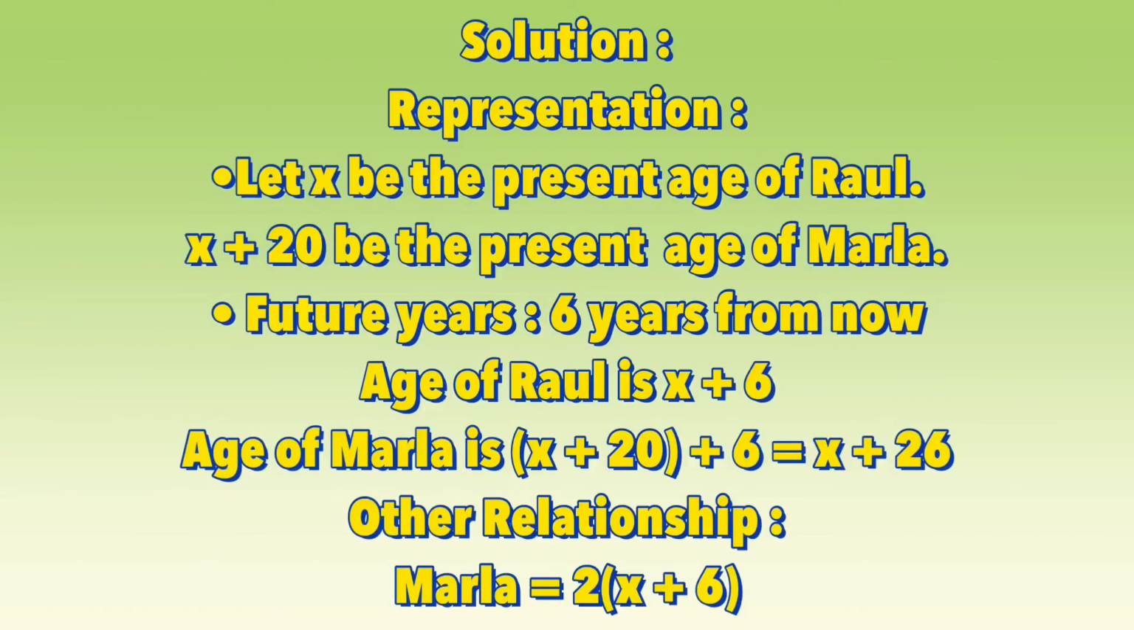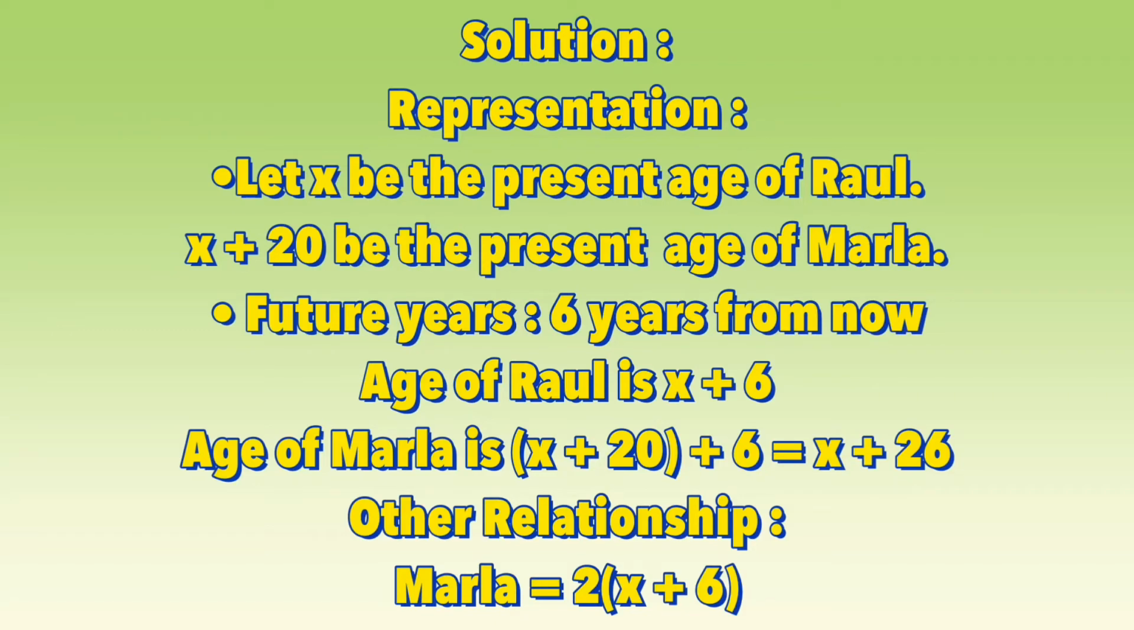If we are going to analyze the problem, it is asking for the future years. Our solution now is representation. Let x be the present age of Raul, and x plus 20 be the present age of Marla, and we have to consider the future years. The future years is 6 years from now. For the future years, we're going to add to the present age.